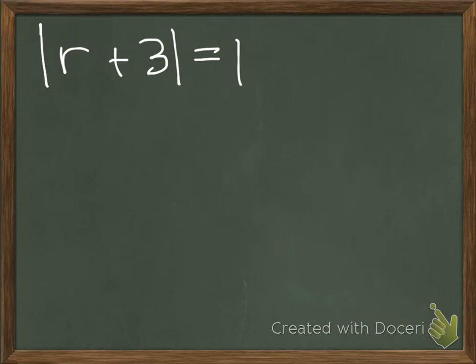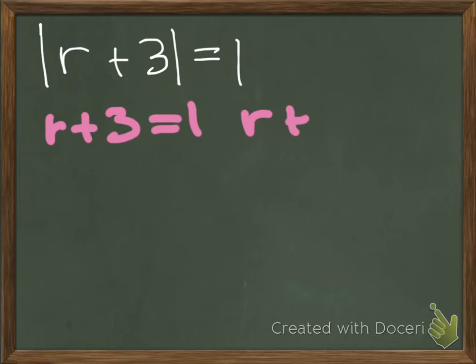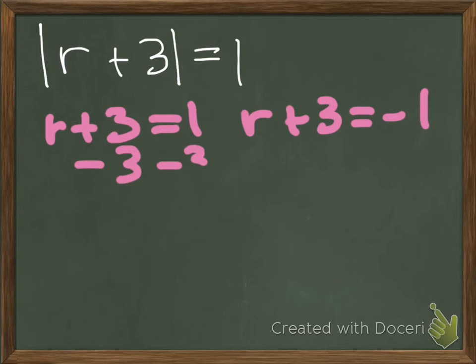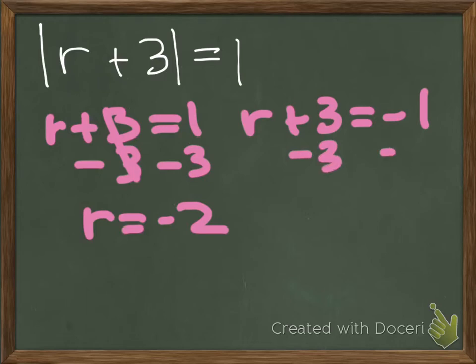Here we're going to also solve for the absolute value. So we have r plus 3 equals 1, and r plus 3 equals negative 1. Notice I also take the absolute value symbols away from the equations once I separate them. So r would be negative 2, and r would be negative 4.